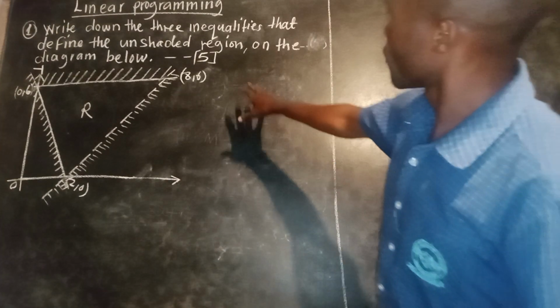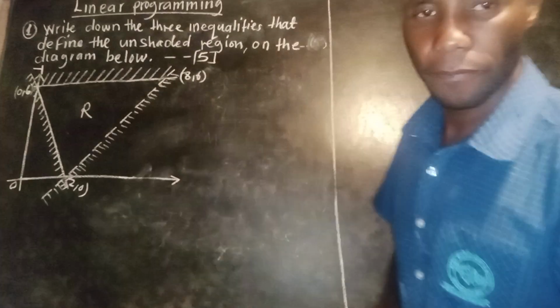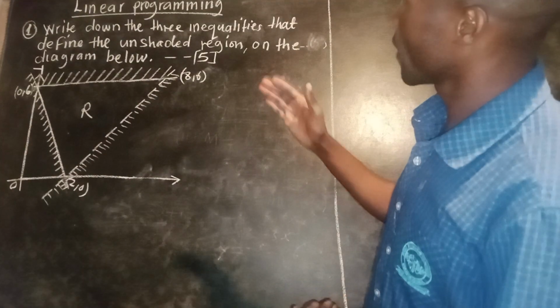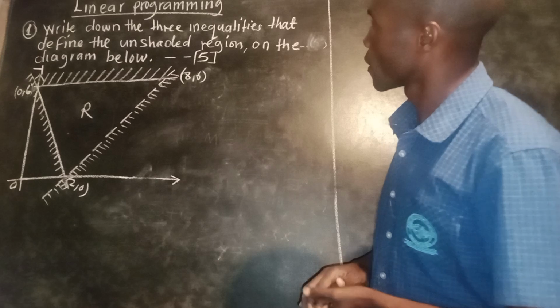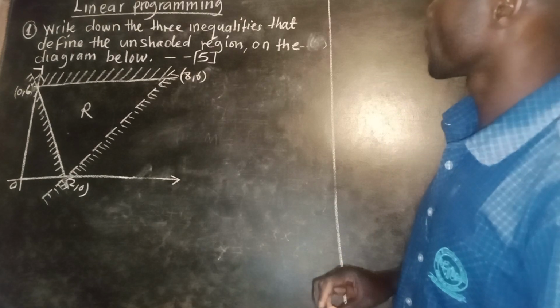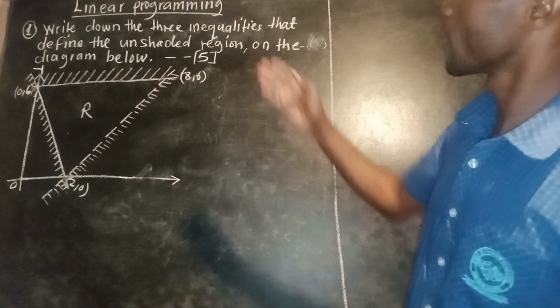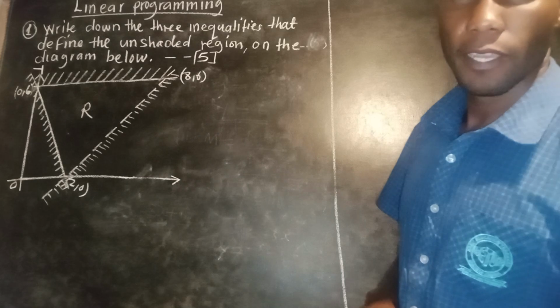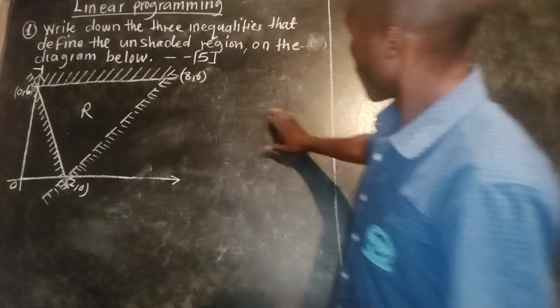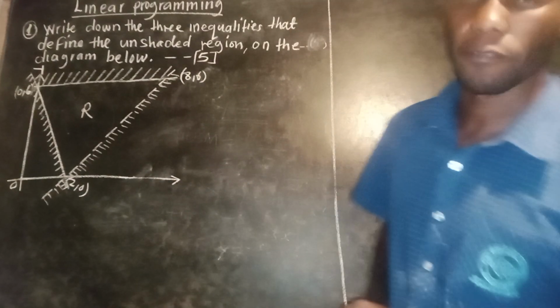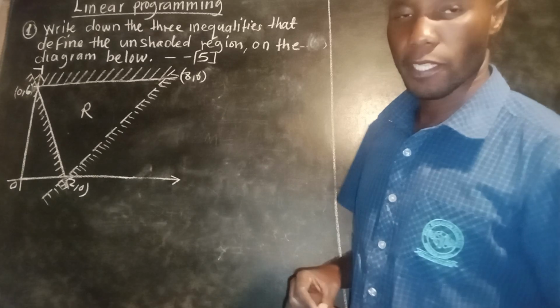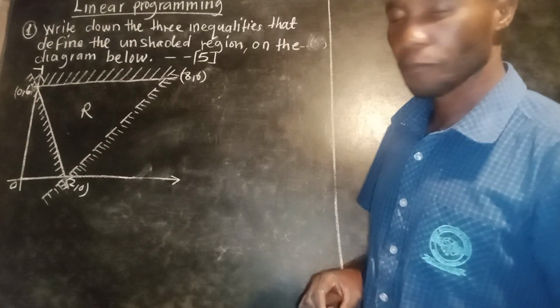Okay, so today we are looking at this question. Write down the three inequalities that define the unshaded region on the diagram below. So this question is coming from linear programming, which is actually found in paper 1. This is how they ask questions, and this is 5 marks.